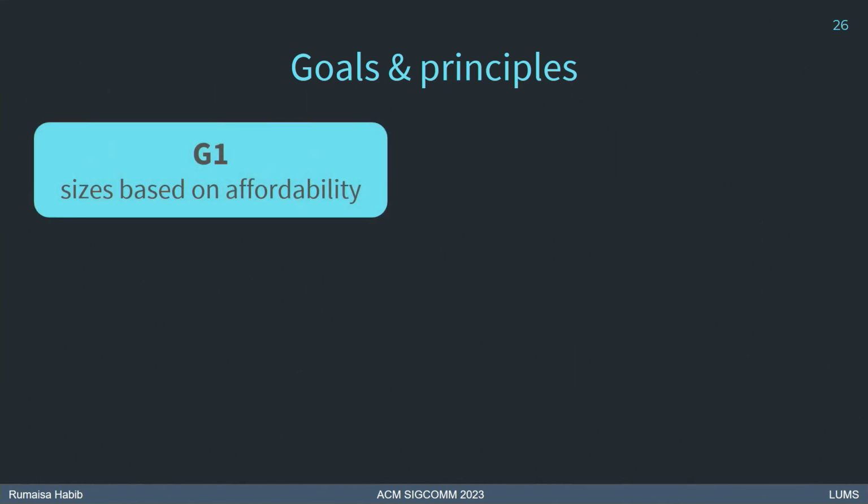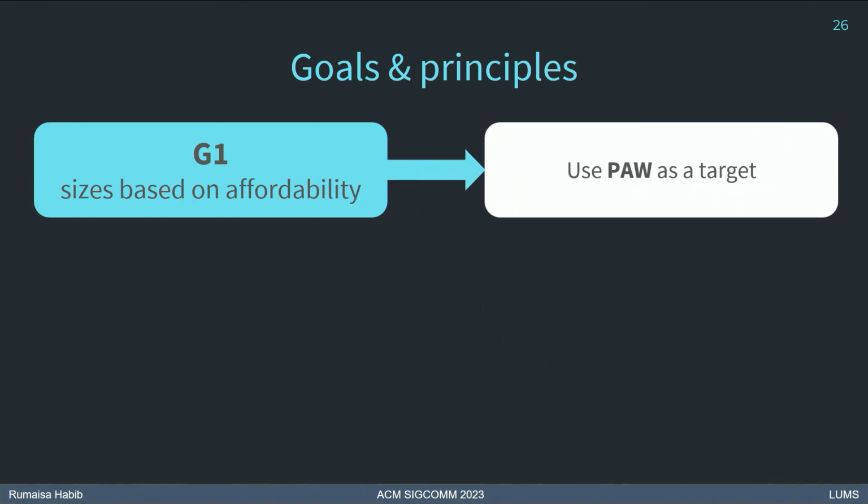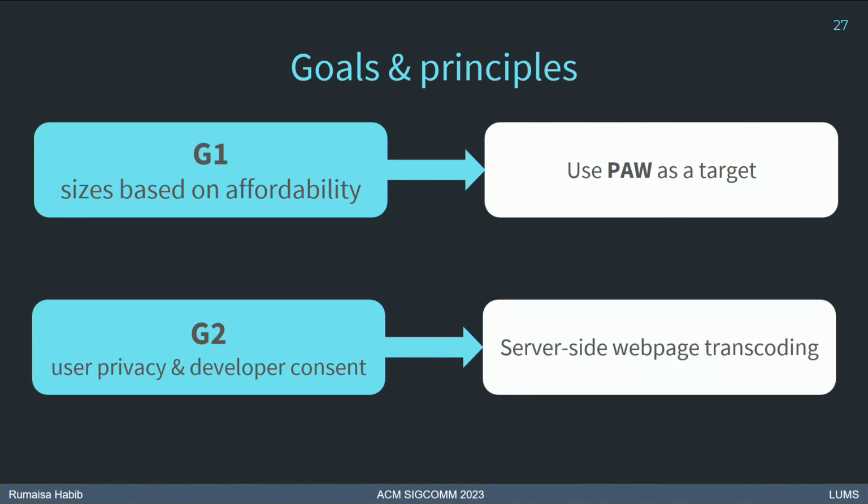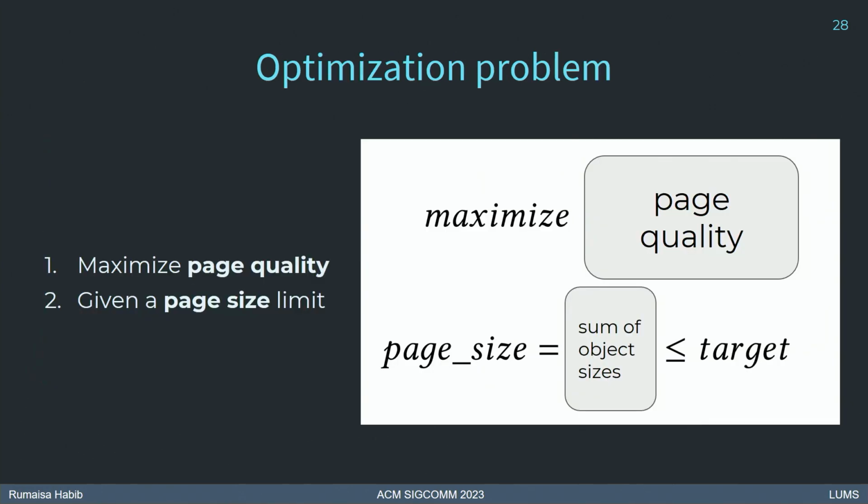So based on the weaknesses of prior work, we converged on two goals and principles. Firstly, we adapt web page sizes based on affordability, and we do this by calculating target page sizes using PAW. Secondly, we consider user privacy and web developer consent. And we do this by transcoding on the server side without the usage of any proxies.